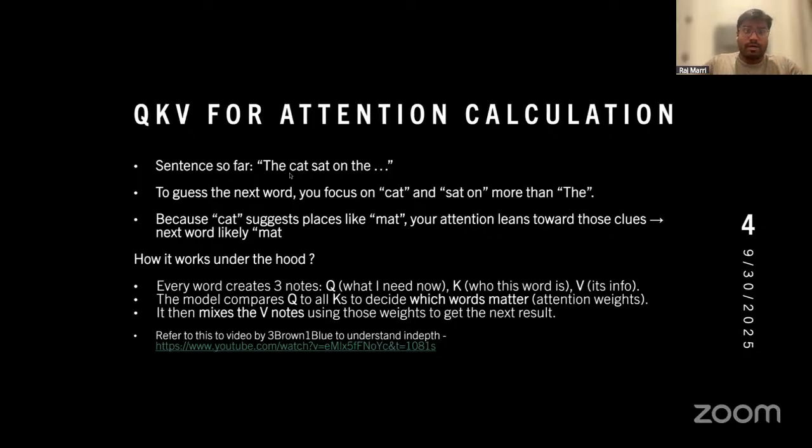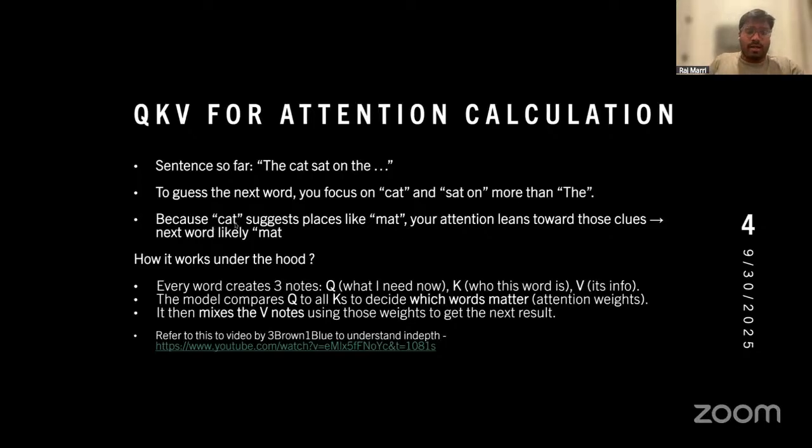So if you see this, the sentence so far that we're trying to generate is "cat sat on the," and what is the next word? These LLMs are actually predicting the next word. To guess the next word, what we need to focus on is cat and sat on. In the LLM world, we call these tokens. A token could be a word or could be part of a word. But for our understanding, you can just treat it as a word or maybe a couple of words.